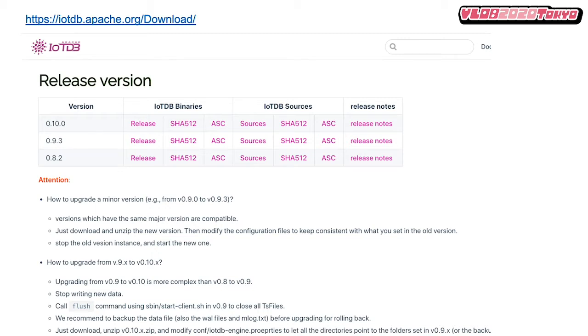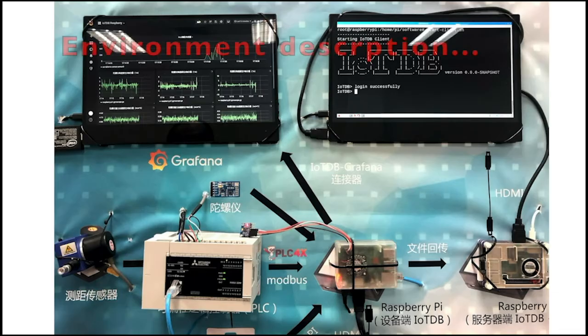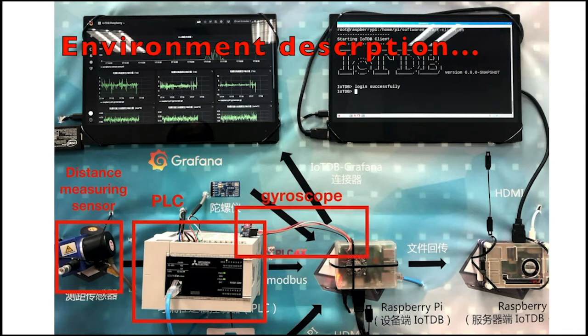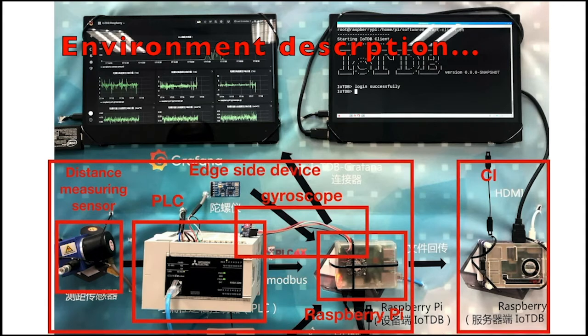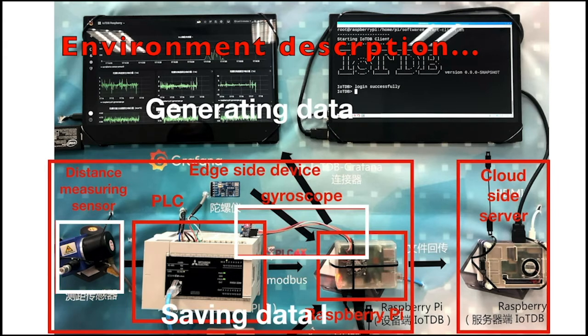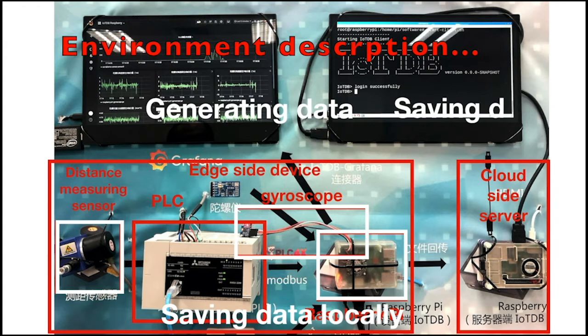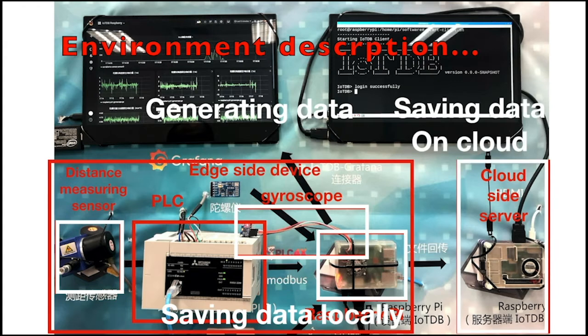Let's watch the video. First, you can download IoTDB here and just unzip the binary to run it. In our demo, we deployed a distance measuring sensor with a PLC and a gyroscope sensor. These sensors are attached on a Raspberry Pi, and they form a smart edge device. We use another Raspberry Pi to act as the cloud server. In our demo, the sensors generate time series data, and the data is saved locally first, and then the data files are synchronized to the cloud IoTDB instance.